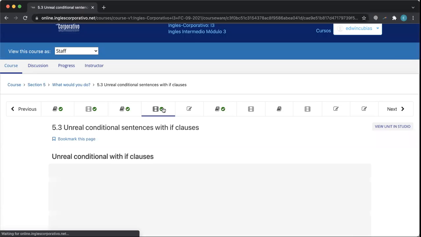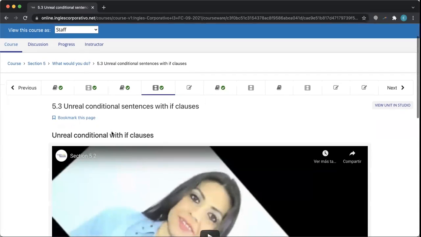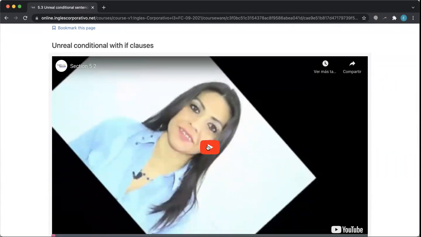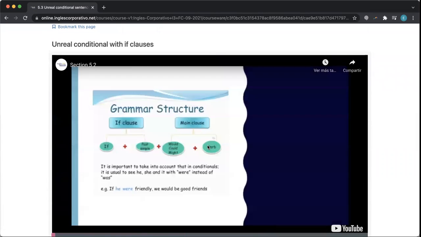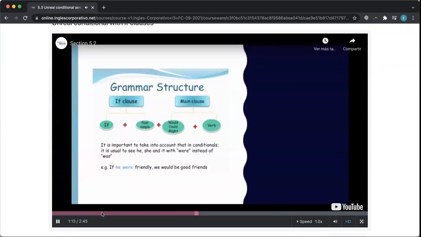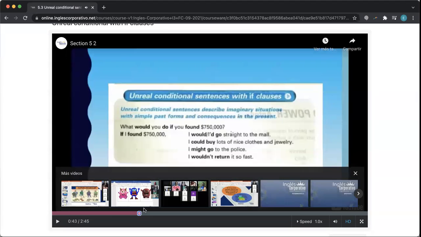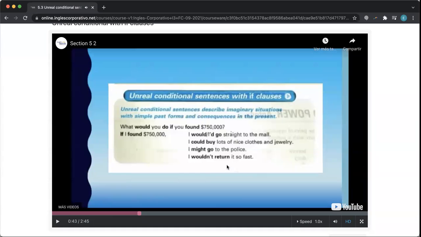Let's take a look. This is the 5.3, the conditional sentences. Let's watch a little bit and have some more examples before we practice. Your conditional is made out of two clauses. If I found $750,000, I could buy a house. Okay, so we're going to see that in just a second.